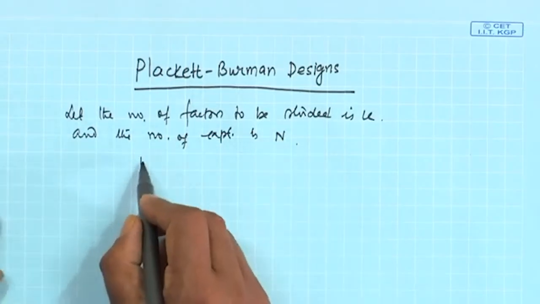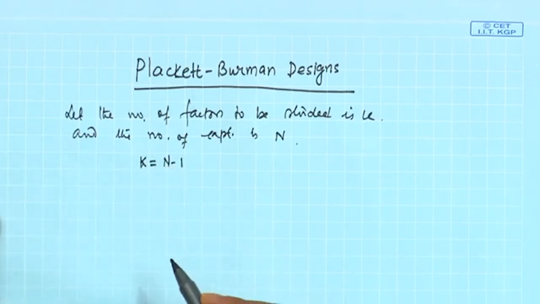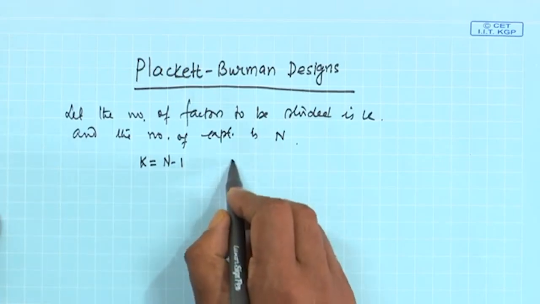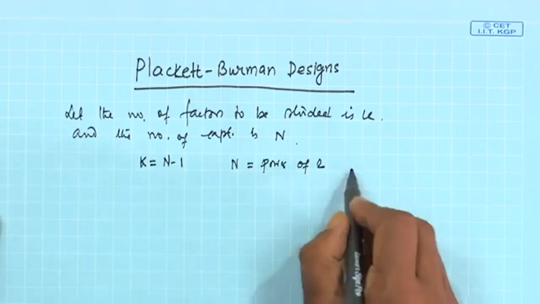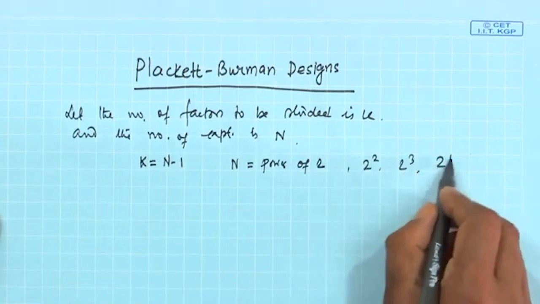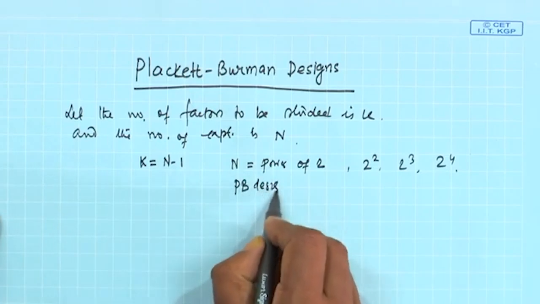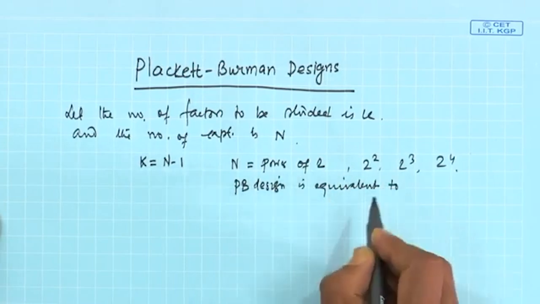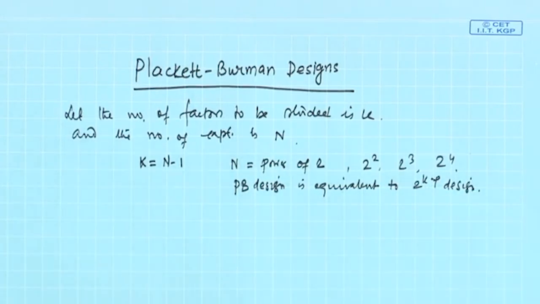So, Plackett-Burman design is used when k equal to n minus 1. When n is a power of 2, like 2 to the power 2, 2 to the power 3, 2 to the power 4, then this Plackett-Burman design, or PB design, is equivalent to fractional factorial design. Okay.